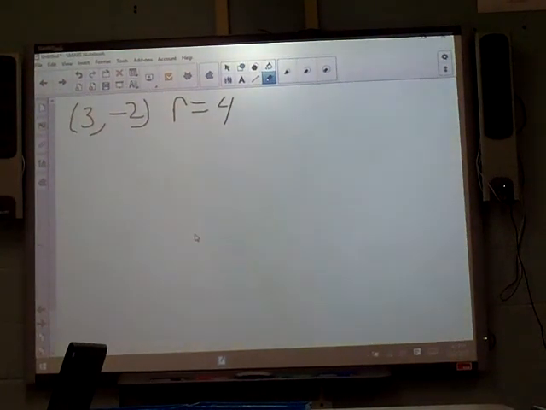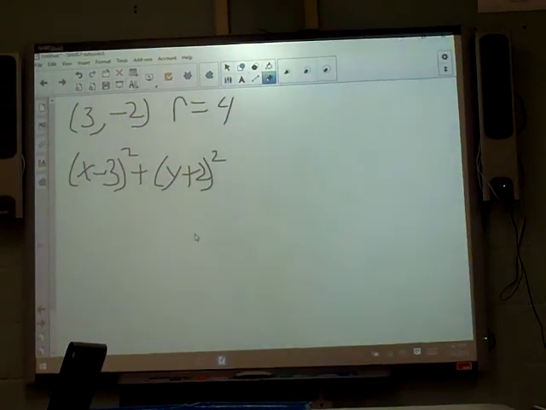Alright, so what is my h? 3. So that will be x minus 3. Remember, it has a opposite sign. And it's always squared in that parentheses. Plus, what's my k? Go ahead and say it like it is. -2. So when I subtract -2, that's why it turns it to the opposite and makes it a positive. Okay, so everybody good on that? And then r squared, 4 squared. That's it. You've written your equation.